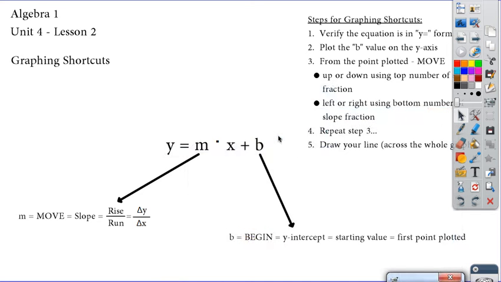Okay, graphing shortcuts should be something we're already familiar with. We're going to use slope-intercept form. It's called slope-intercept form for a reason. It's made up of the slope and the y-intercept of a graph.